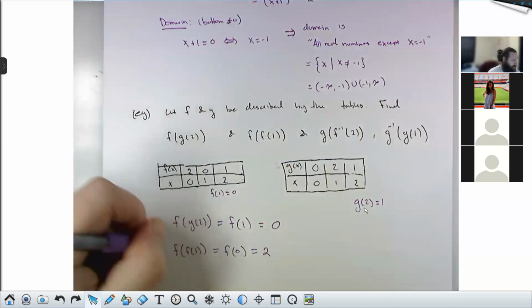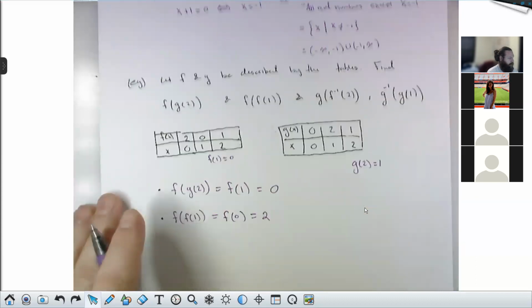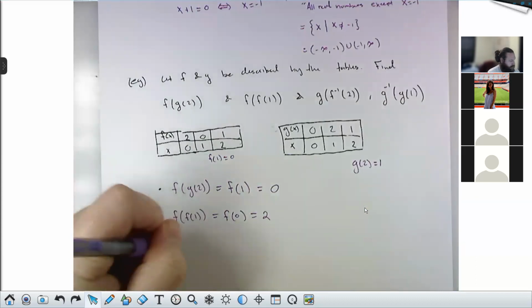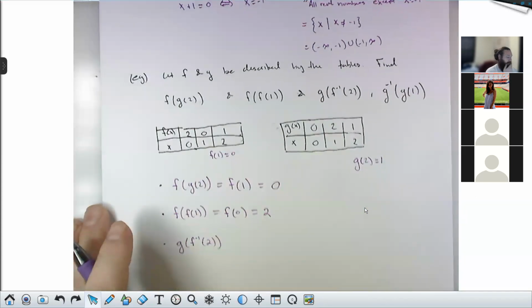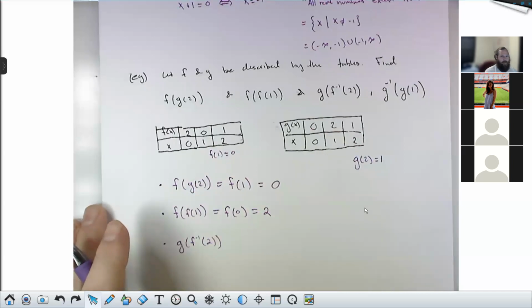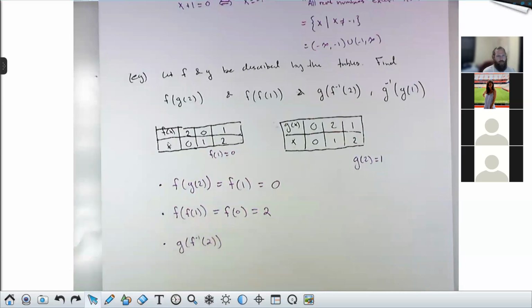So here's the first part, here's the second part. If I want to find g of f inverse of 2, I first need to find what f inverse of 2 is. So can anybody explain to me how I find f inverse of 2? I don't have a table for f inverse, I just have a table for f.